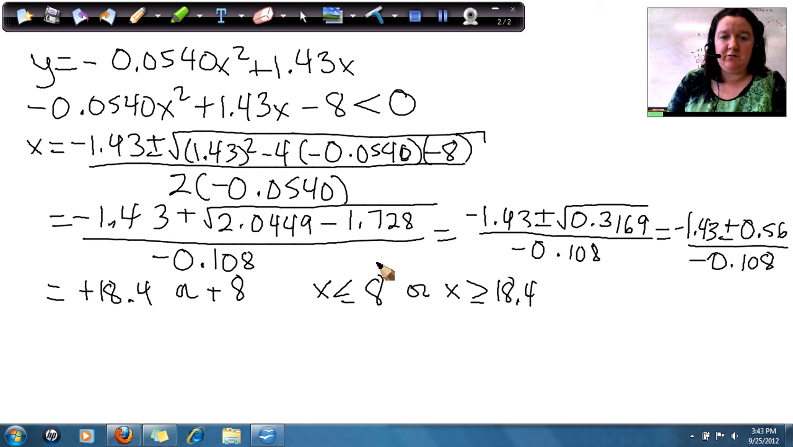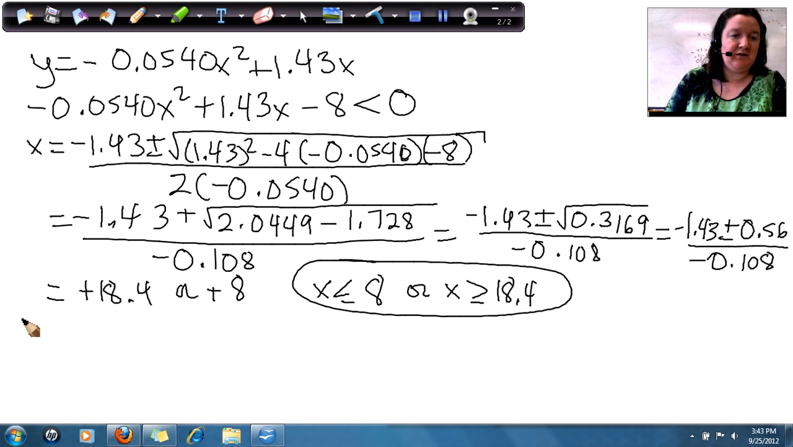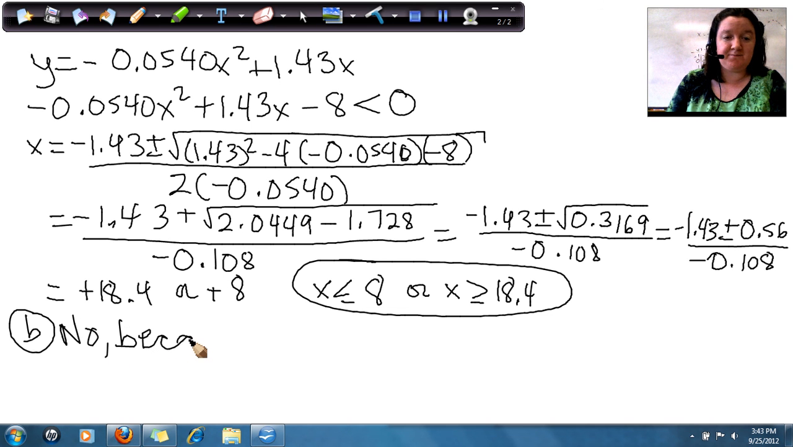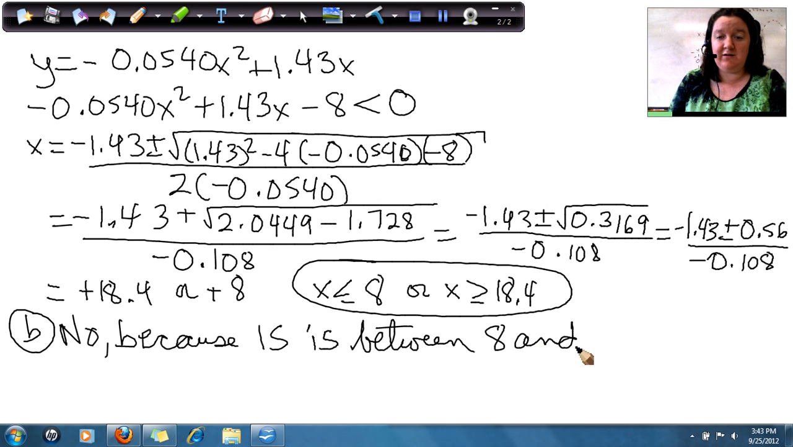Now in part B, it is asking us to find the value if they're at 15 feet. Well, we know already if we pick 15 feet, they're not going to be able to make a goal, because here they have to either be less than 8 feet or greater than 18.4 feet. So we know they won't be able to make a goal, no, because 15 is between 8 and 18.4.